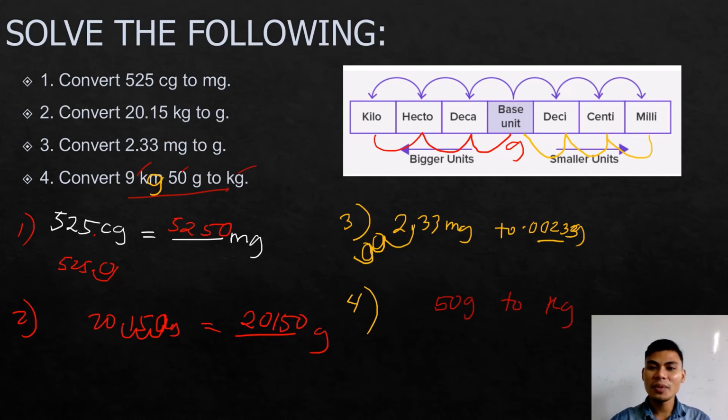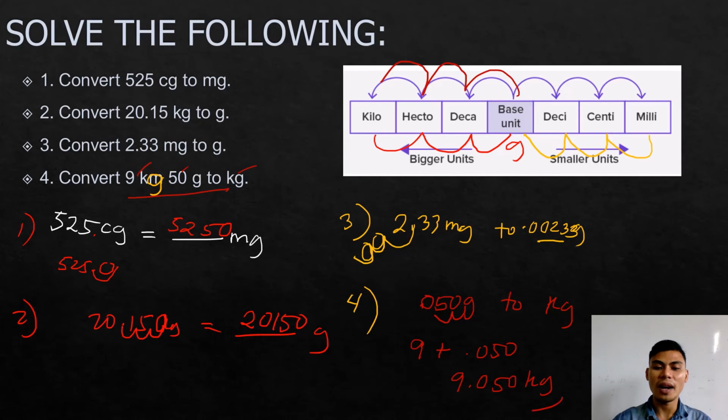So, 50 grams to kilograms. So, grams to kilograms, 1, 2, 3. So, move 3 times from the decimal point to the left. 1, 2, 3. So, it's 0.05. Hence, answer number 4 is 9 plus 0.050 or 9.050 kilograms. Basic lang pala, sir.